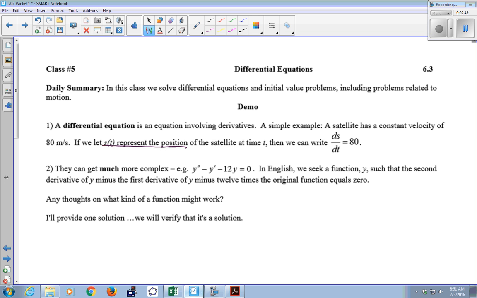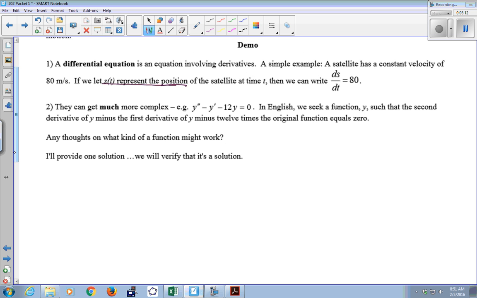Differential equations can get much more complex. For example, y double prime minus y prime minus 12y equals 0. In English, we're looking for a function y such that the second derivative of y minus the first derivative of y minus 12 times the original function equals 0. Any thoughts on what kind of function might work?